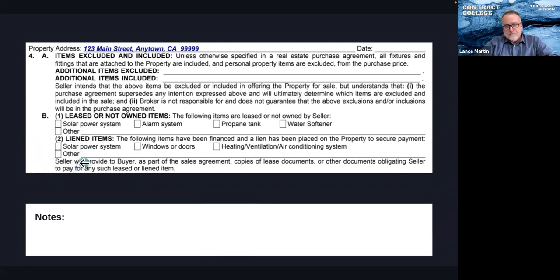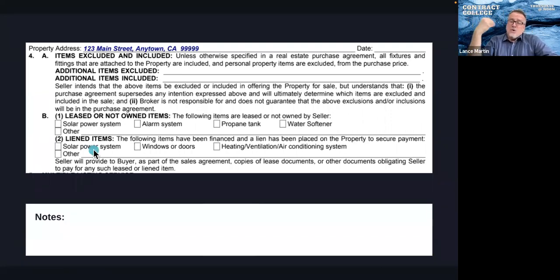Anything that's liened. Sometimes you'll get a little confused on this because it even has some of the same things. Is a solar panel system leased or is a solar panel system liened? Well, there's a difference. A lease means I don't own it. It's owned by ABC Solar and I'm paying them a lease like I would on a car.